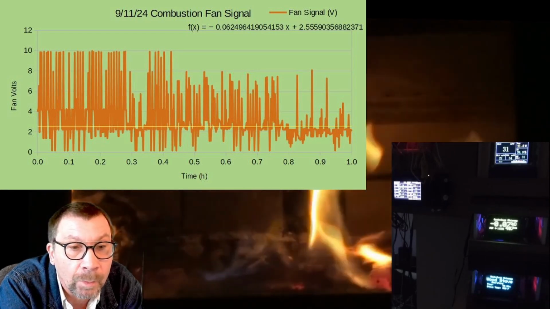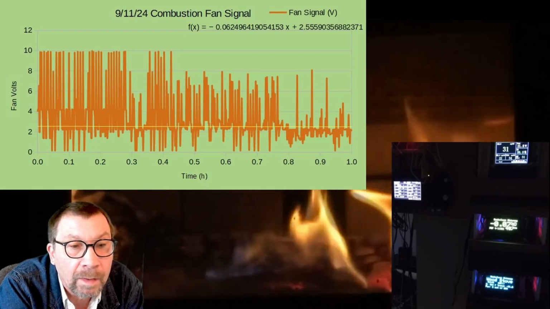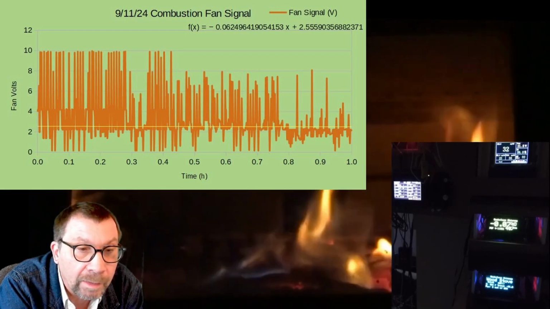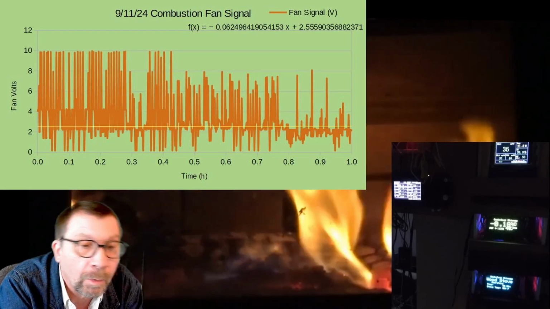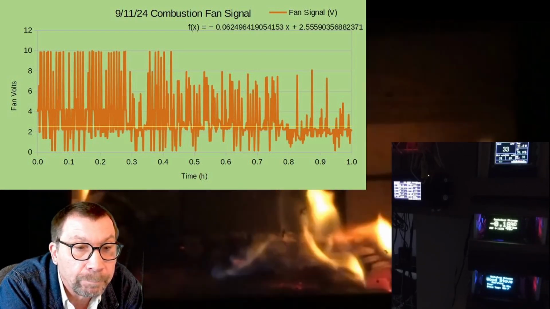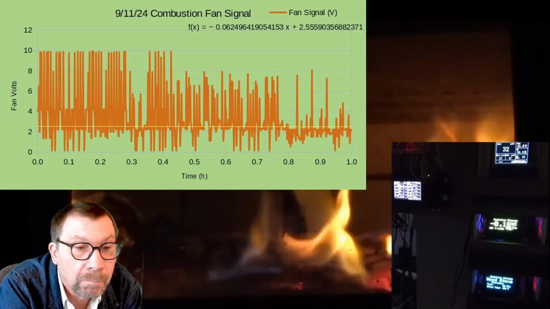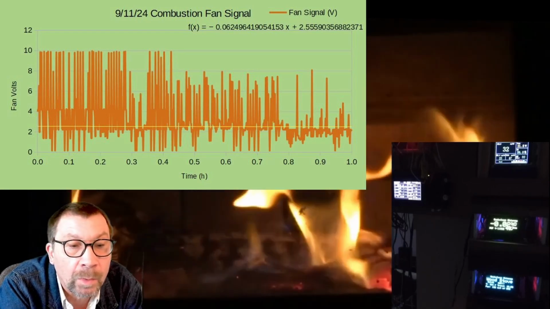get 2.5 volts. The strategy here is to always be raising and lowering the airflow to keep the flames moving across new material and to combine more oxygen with the fuel. It's a strategy and it works quite well.